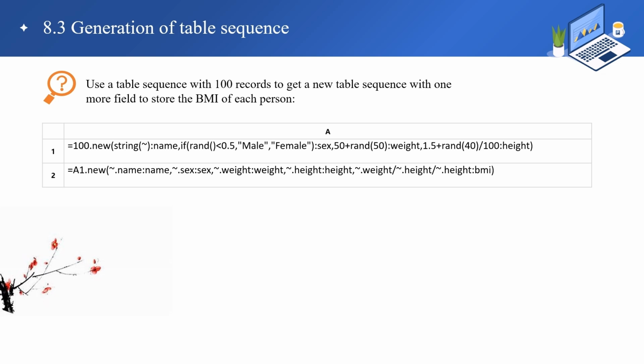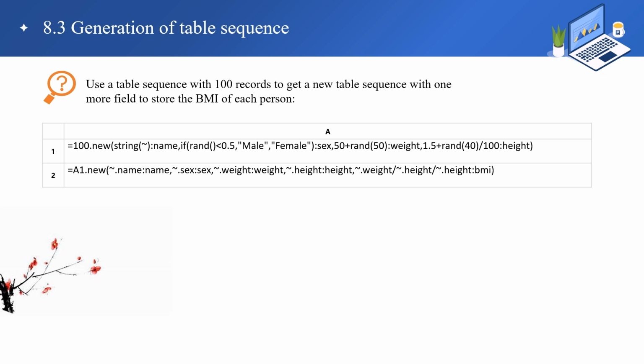As a loop function, tilde in A1.new is defined as the current member when the sequence loops, that is, a record of table sequence A1. Then we can use the syntax of tilde.f to refer to the field of record tilde. However, A2 written in this way is a little long.